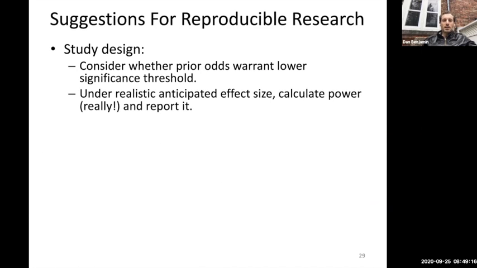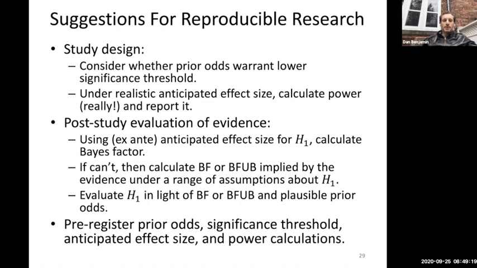Okay, so let me end with some suggestions for doing reproducible research. In the study design phase, first of all, ask yourself, given the prior odds for the kind of effect that I'm looking for, is 0.05 the right significance threshold? Because if I use 0.05, the upper bound on the rejection ratio is 20. If prior odds are low enough, I might need a higher rejection ratio than that. So in that case, I should have a lower significance threshold than 0.05.